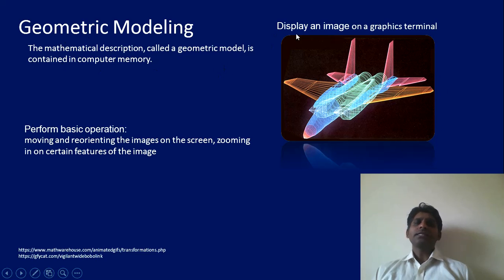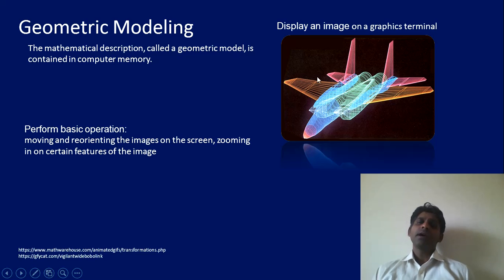So one of the functions is to display the image on a graphics terminal. The graphics terminal is nothing but a monitor screen. And then how will this be done? So this will be done by storing the images, right, in the memory of the computer. So now we can call this a mathematical model or a mathematical description, to be more correct. It is a mathematical description, right, which is called a geometric model, and it will be contained in the computer memory. And by using all the information that is contained in the memory, the image is displayed.